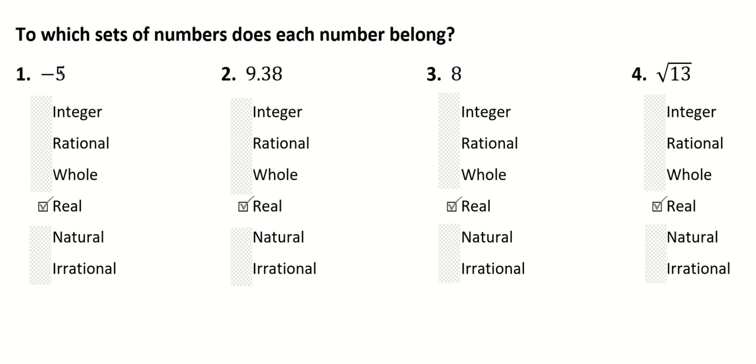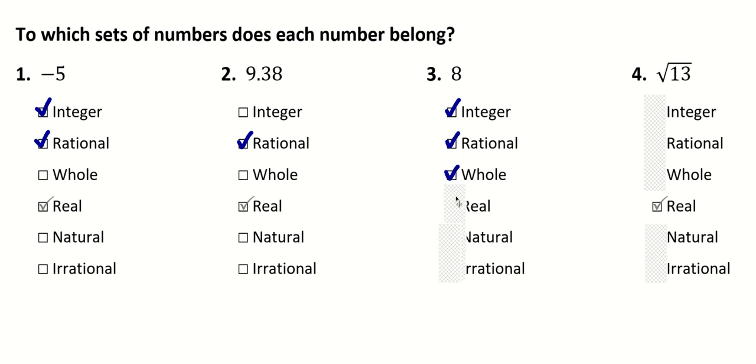But anyway, a number like -5, can you call it an integer? Yeah. Can you call it rational? Yep. And I believe that's it. So just know what these sets are all about, really. 9.38, it's not an integer, it is rational. We can't call it a whole number, we can't call it natural, obviously it's not irrational. The number 8 belongs to the integer set, so therefore it's rational. It's also a whole number, and it's natural.